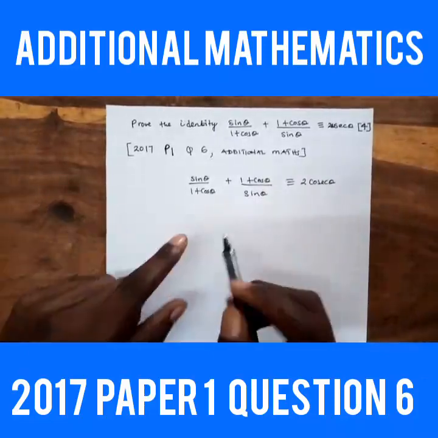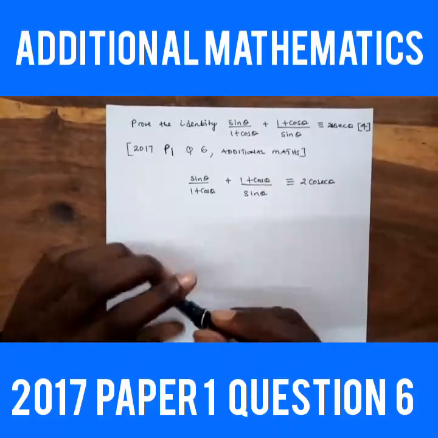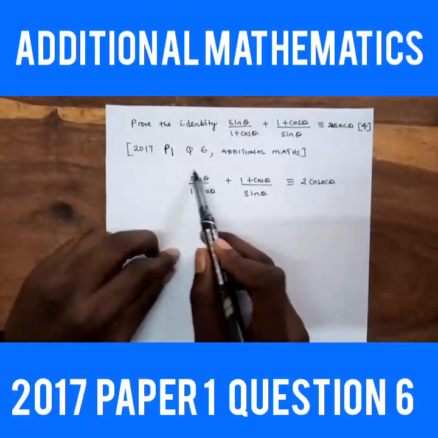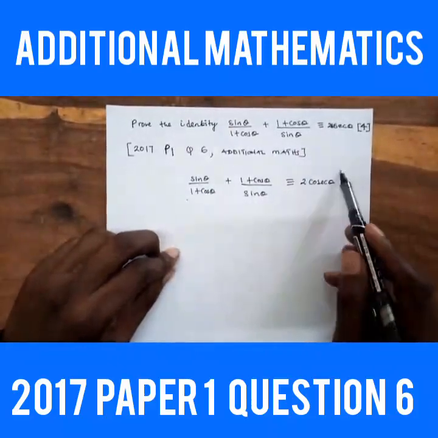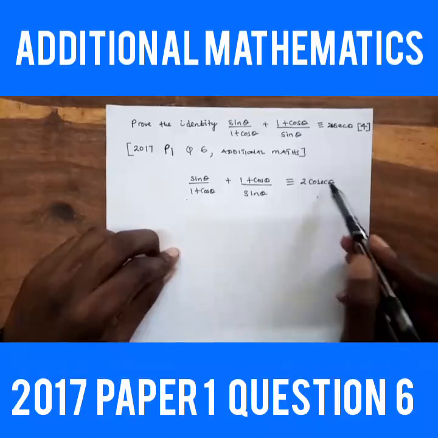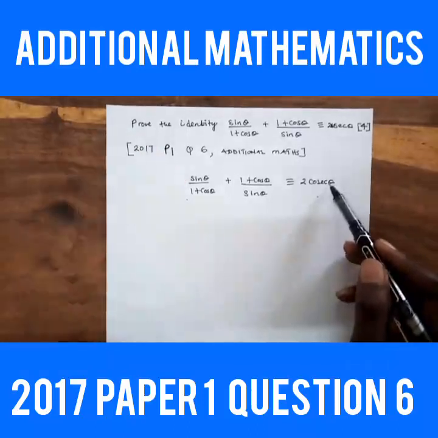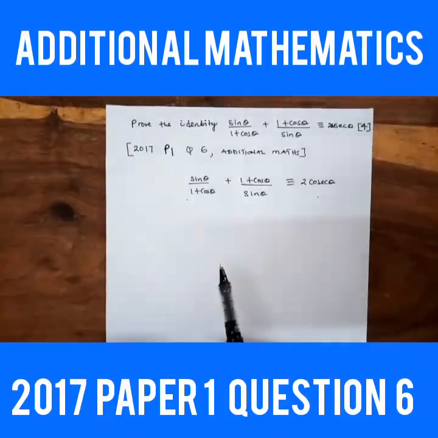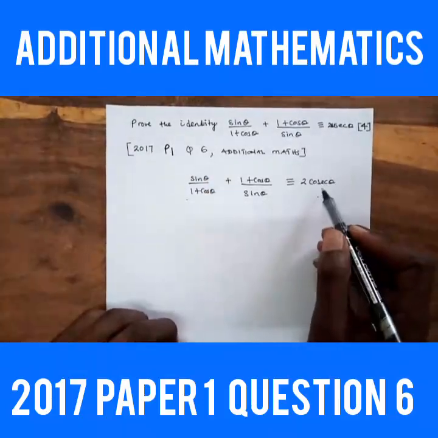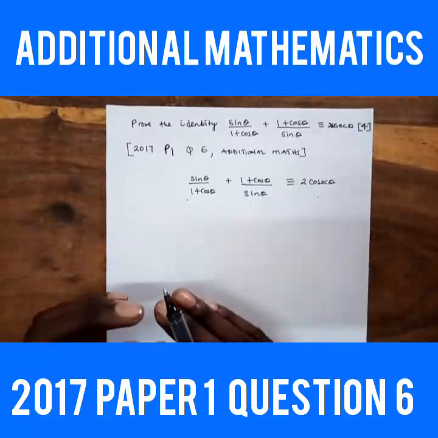So by proving the identity, we have to show that the left hand side should be equal to the right hand side, or showing that the right hand side is equal to the left hand side. So what we need to do is we can break down one of the sides. When we break down one of the sides, it has to turn into the other side.